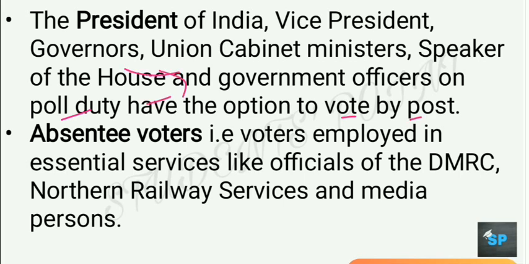However, to get this facility they have to first fill a form. And those who are absentee voters, which includes voters engaged in essential services like officials of DMRC, Northern Railway Services, and media persons, are also eligible to get this facility.